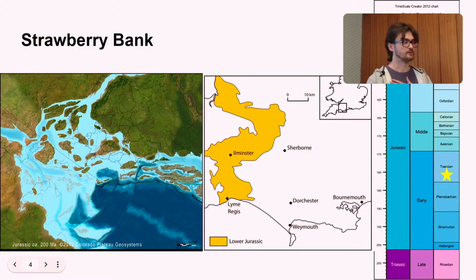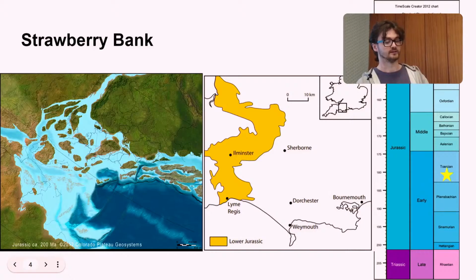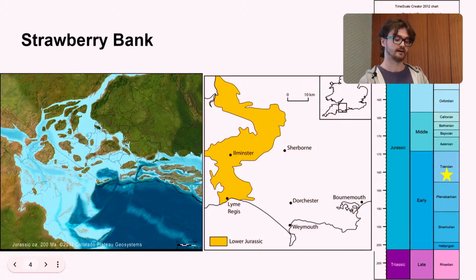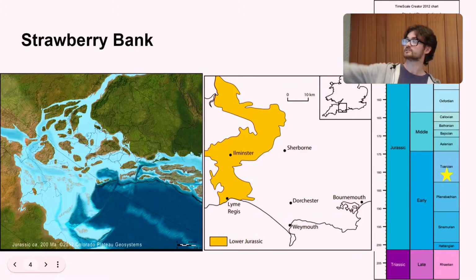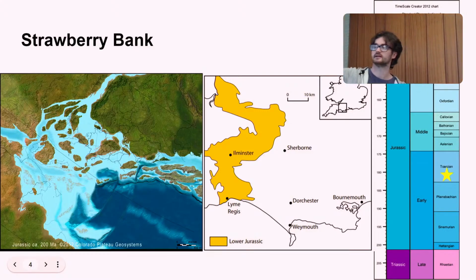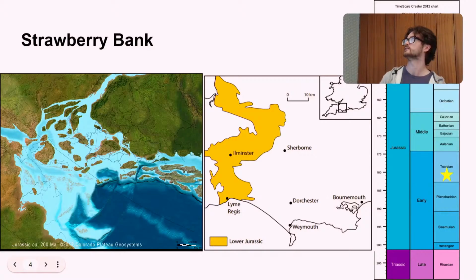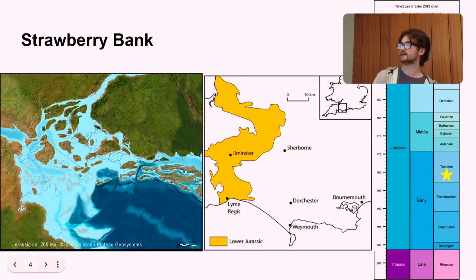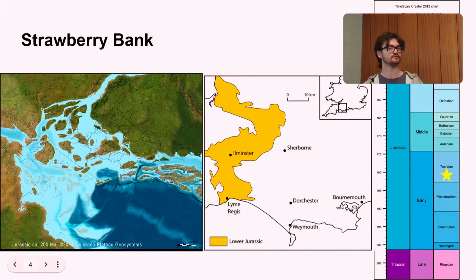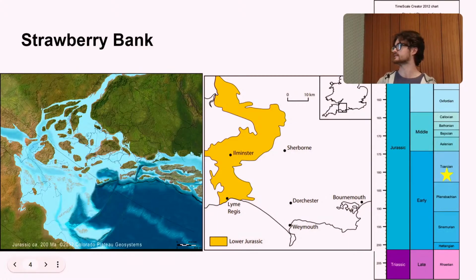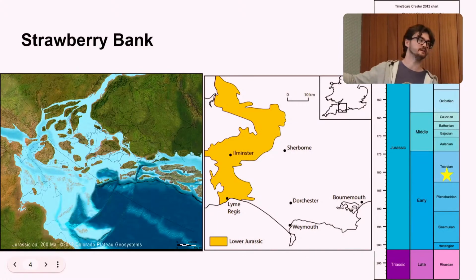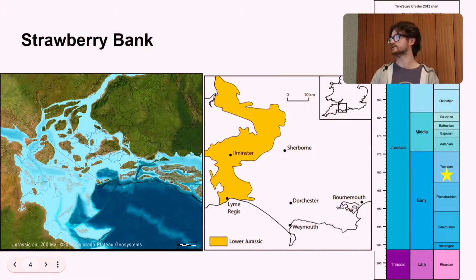So the ecosystem I was looking at was from a deposit called Strawberry Bank. They're from the south coast of the UK, near to a town called Ilminster. So this orange band here is where the deposits are found. They are from the lower Toarcian of the lower Jurassic, so represented by this star here, about 182 to 183.5 million years ago.